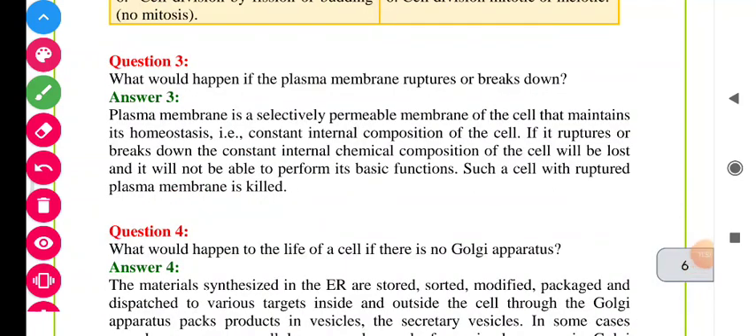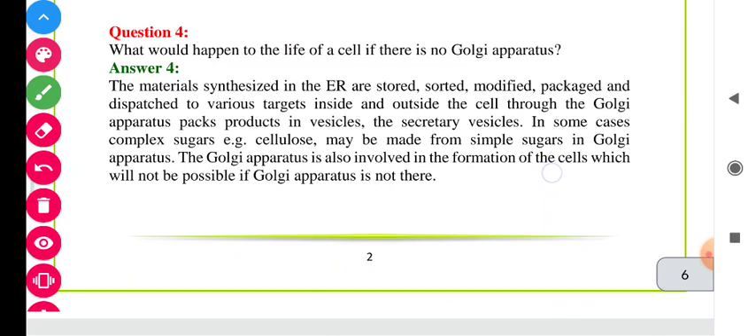The simple understanding is that whenever any cell organelle, whether it is the plasma membrane or the cell wall, ruptures or breaks down, they are not able to perform their specific function. So the cell is also not performing that function, and the cell itself is killed.